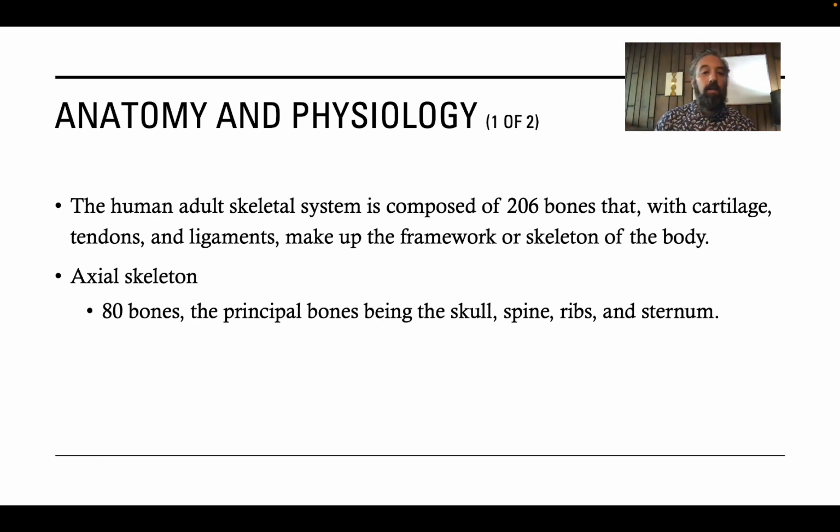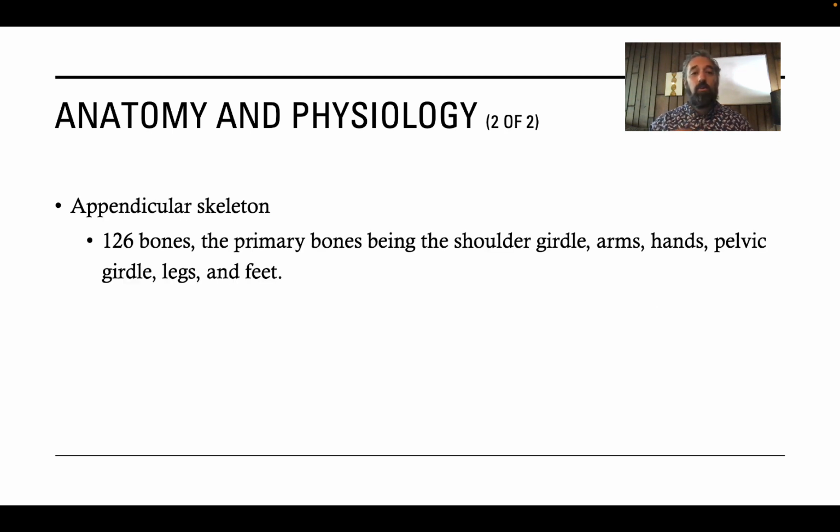skeleton for your body. The axial skeleton is the axis, so that is the skull, the spine, the ribs, and the sternum. And it's about 80 different bones. Otherwise, you have the appendicular skeleton, or appendages, which is going to be 126-ish bones, being part of the shoulder girdle, the hands, the pelvis or pelvic girdle, the legs, and the feet.